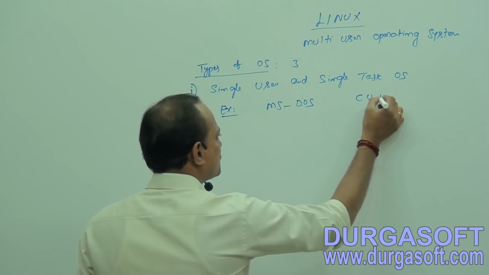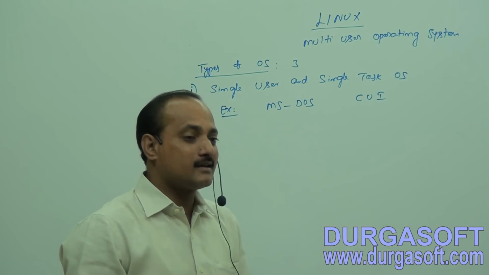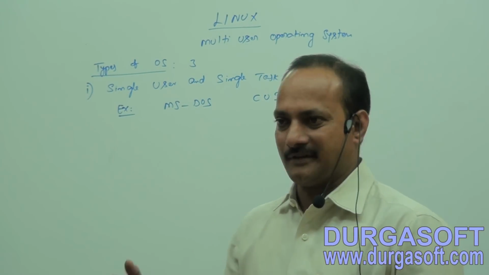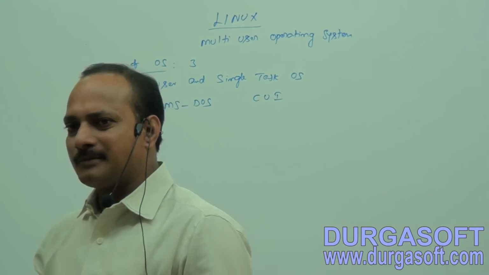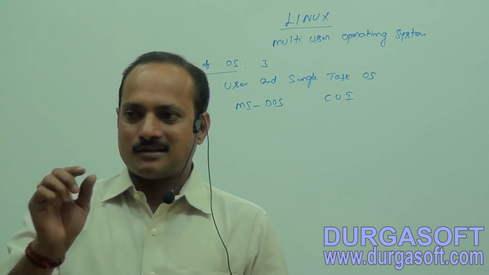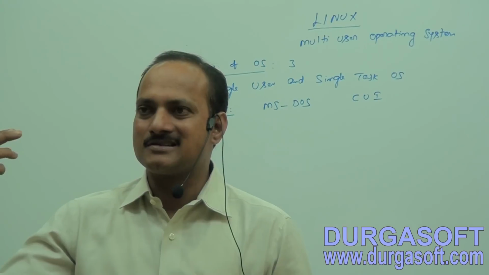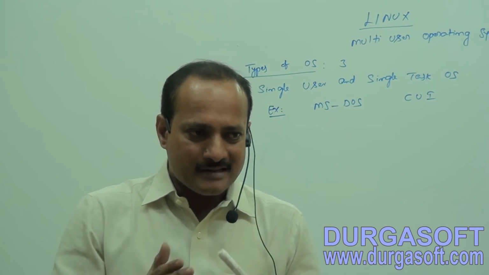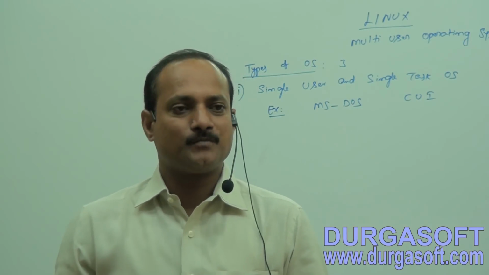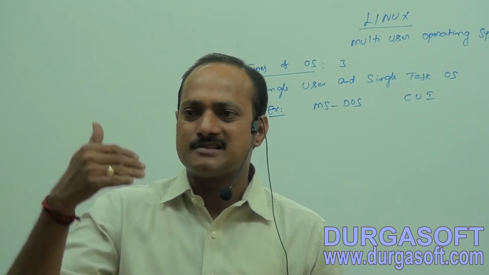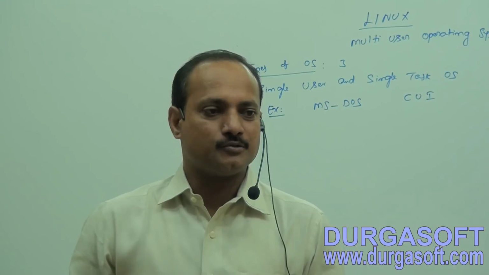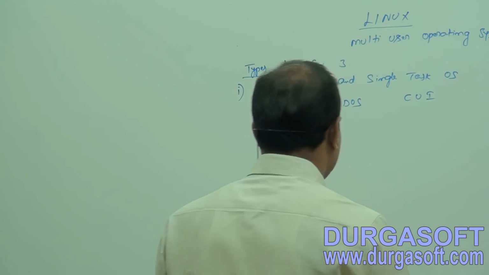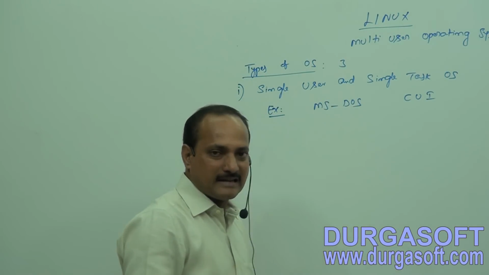The property of MS-DOS is that it is a character user interface, or command user interface. It allows only commands. First you write a command, and if you hit the enter key, the command is executed. Once the execution of the first command is over, only then can we move to the next command. Without completing the first command, you are unable to execute the next one. At a time you can execute only one command. That's why we say it is a single task operating system.